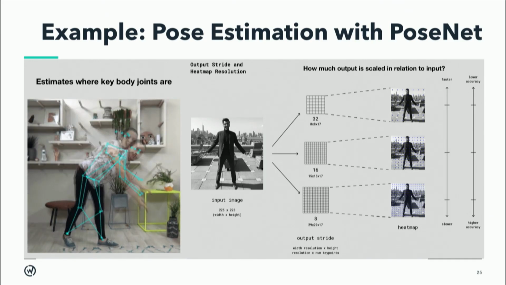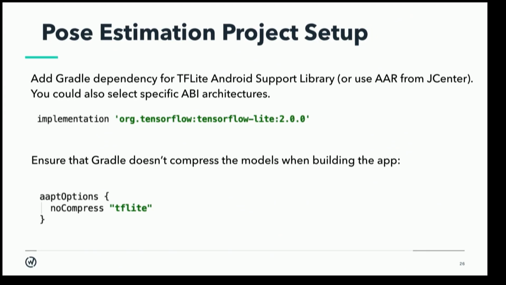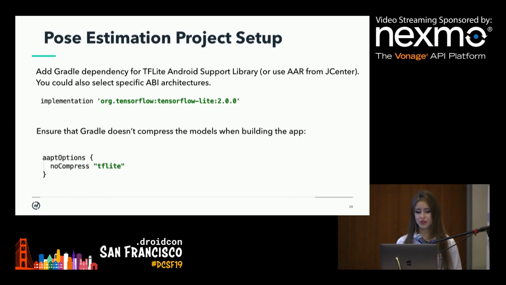So we have some options there. Okay, so let's take a look at some code examples here. Well, obviously, we'd have to add a Gradle dependency for the TensorFlow Lite Android support library. There's also an option that allows you to select specific ABI architectures. One thing you also need to do is ensure that Gradle won't compress your TensorFlow Lite models when you're building the app. So you have to add this no compress option here.